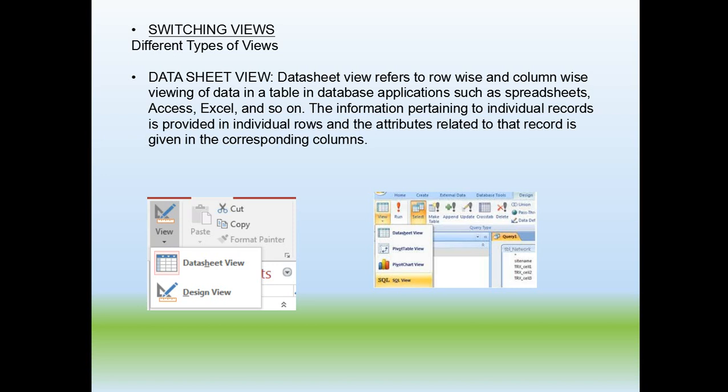Datasheet view gives you simple data in the tabulated format. Design view provides the technical aspects, how that datasheet view is being designed, what are the parameters set for that Excel sheet. In the second picture, you can see there are 4 kinds of view. If we click on the view tab, datasheet view, pivot chart or pivot table view and SQL view are there.